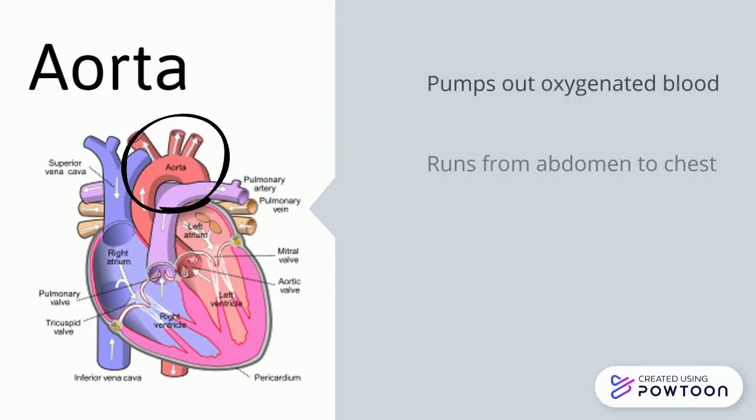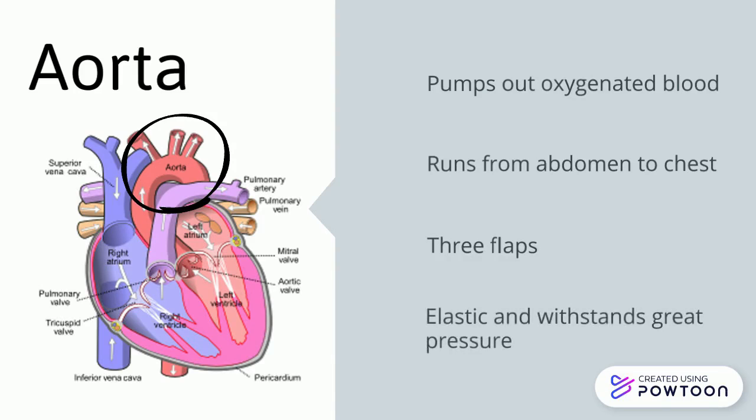The aorta runs from the abdomen to the chest, and the aortic valve that controls blood flow from the left ventricle to the aorta has 3 flaps. To recap, the aorta must be able to withstand great pressure. The pressure of the blood exiting the heart is high because this blood will be supplied to all other parts of the body.